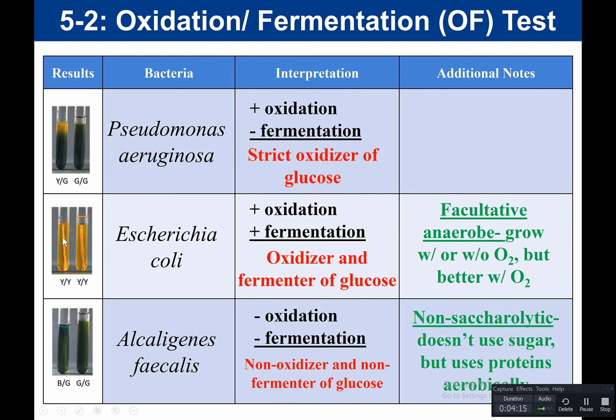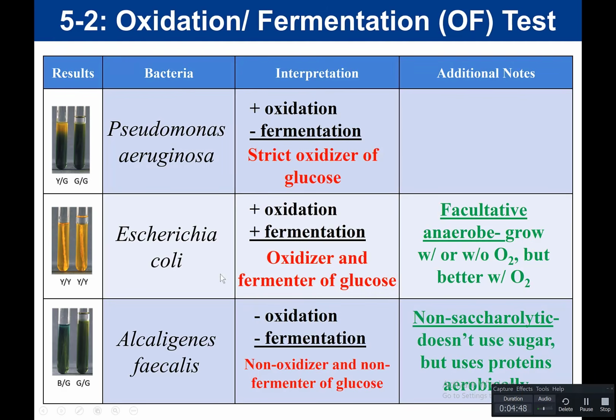If you see yellow, yellow throughout, so both tubes are going to be yellow, yellow. Again, you don't need to know which organism, but you do need to know that that means it's positive for oxidation. It is positive for fermentation. So this organism would be an oxidizer and a fermenter of glucose. And then you want to know that that's referred to as a facultative anaerobe. And a facultative anaerobe will grow with or without oxygen, but grow better with it.